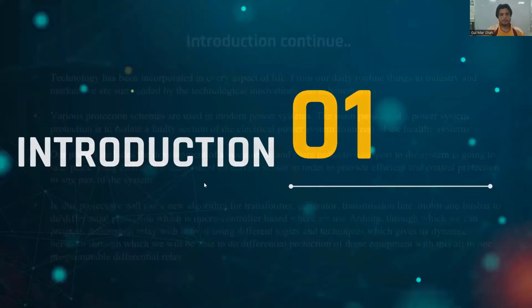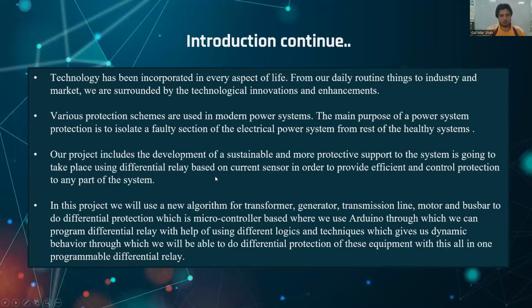Introduction. As you know, technology is everywhere, from our home appliances to industry, where different types of machines are running, and these machines need some protections. In the same way, various protections are applied in the power system, but the main reason for this protection is to isolate the faulty system from the rest of the system in order to have continuity of the supply.